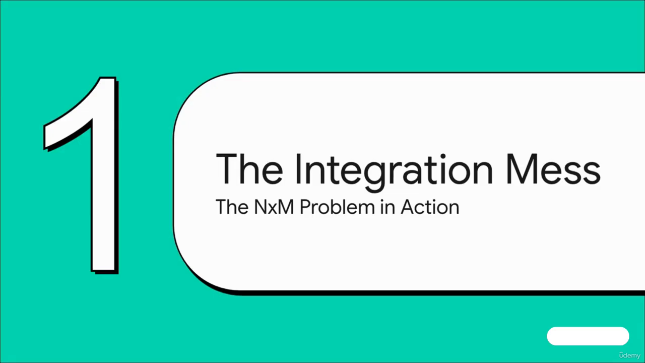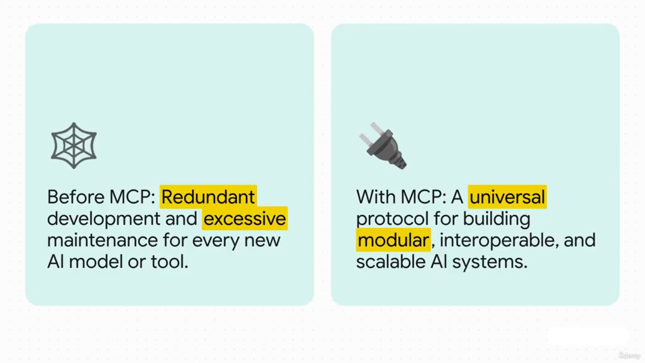So what does this integration mess actually look like day to day? And maybe more to the point, what's the real cost of it? Okay, on the left, you see the chaos. It's a spaghetti monster of connections. Every AI model needs its own bespoke connector for every single tool. This isn't just doing the same work over and over, it is a maintenance nightmare. An API updates over here, and you have to go fix a dozen different connections.